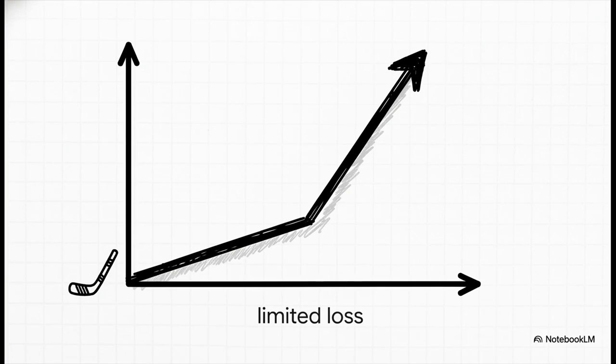Now, remember that straight seesaw-like line for a futures contract? Well, for options, you can just throw that idea out the window. The payoff diagram for buying an option looks completely different. It has this really unique shape that everyone in finance calls the hockey stick. It's kind of flat for a while, and then bam, it shoots straight up or down. That shape is the perfect picture of what we call asymmetry.